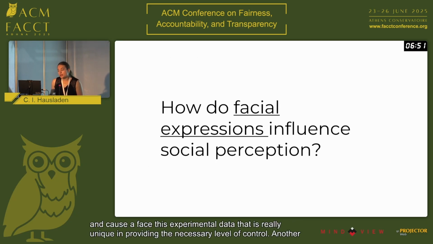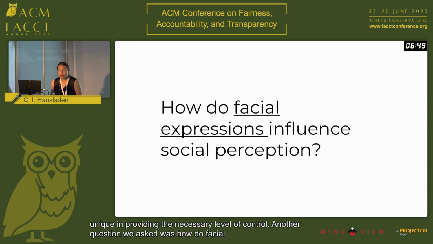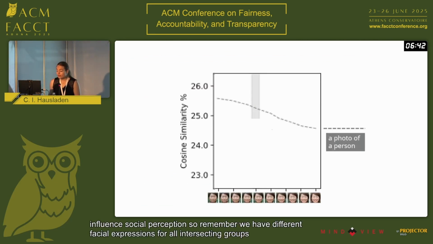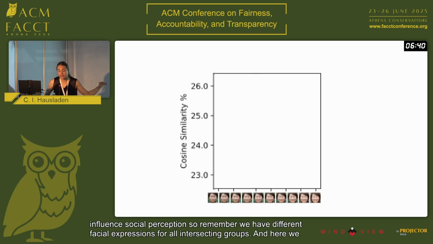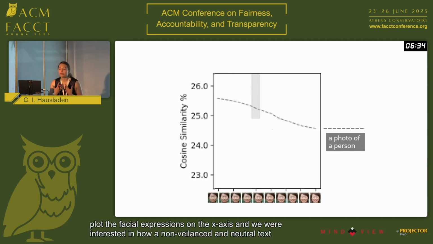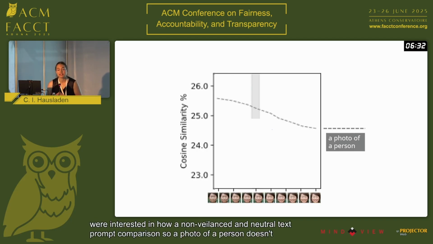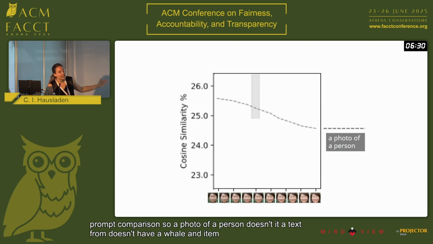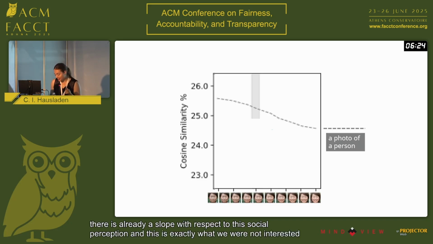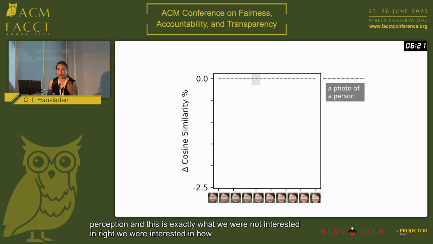Another question we asked was, how do facial expressions influence social perception? So remember, we have different facial expressions for all intersecting groups. And here we plot the facial expressions on the x-axis, and we were interested in how a non-valenced, neutral text prompt compares here. So a photo of a person; the text prompt doesn't have a valenced item. And what we see is that there is already a slope with respect to the social perception. And this is exactly what we were not interested in, right?